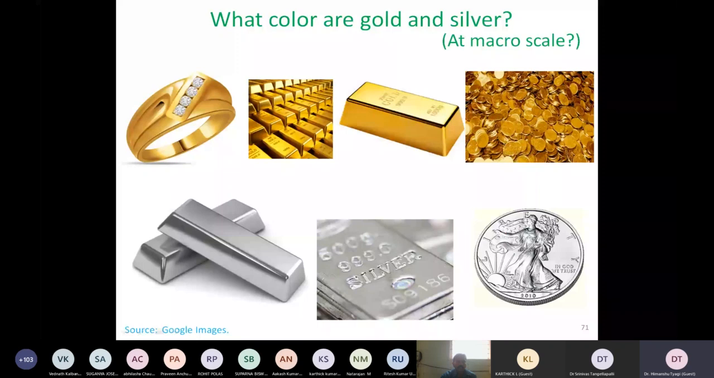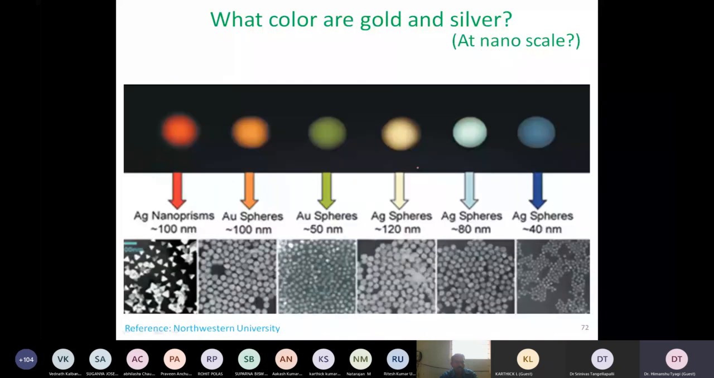But if we ask that question at a different scale, let us say at the micro scale, where we do not have this long gold bar of maybe 1 or 2 centimeters, but something of the order of a nanometer or micrometer scale, then the color should remain the same, isn't it? But it doesn't remain the same. It becomes very, very interesting.